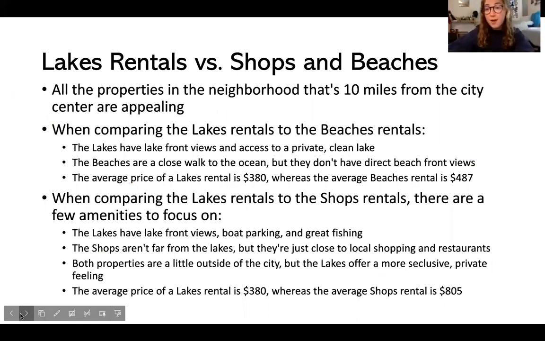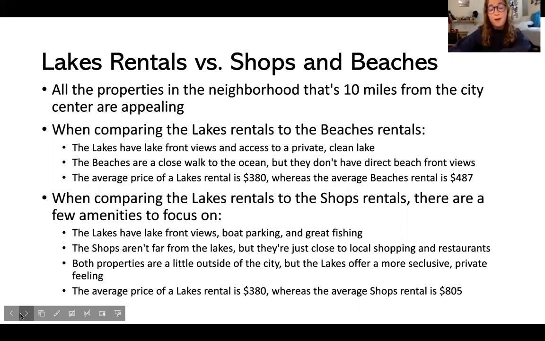So here we want to compare our lake rentals to the shops and beach rentals. All of these properties in the neighborhood a little outside of the city are appealing. However, when comparing lakes to beach rentals, we want to focus on that our lakes have lakefront views, access to a private, clean lake. The beaches are close by to the ocean, but they don't have direct beachfront views. And the average price of a lake rental is $380, whereas the average price of a beach rental is $487. So if our renters are looking for something a little less money, they should focus on the lakes.